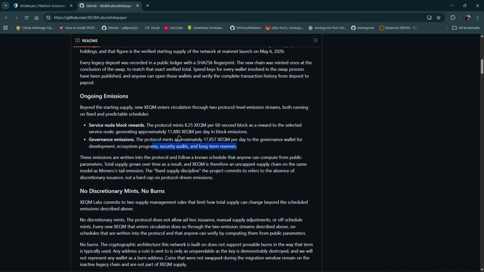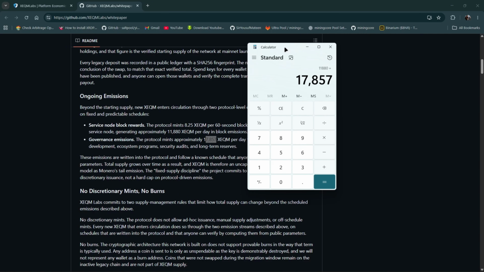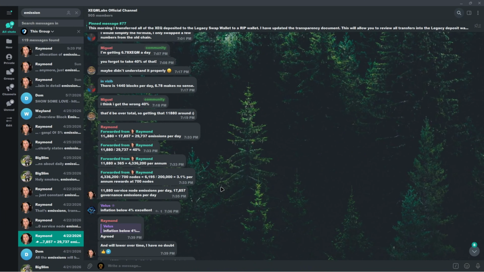So the total block reward, as we see in other projects, is basically 11,880 plus 17,857, which adds up to 29,737. So this is the total block reward, and 11,880 XEQM is around 39 point something, so around 40% of 29,737. I was able to get to this point from reading the white paper, and Raymond also made it quite simple over here: 11,000 plus 17,000 is the total emission per day that we just calculated as well. So 11,880 is approximately 40% of that amount. So 40% of the block emission goes straight to service nodes, and the rest is for governance.